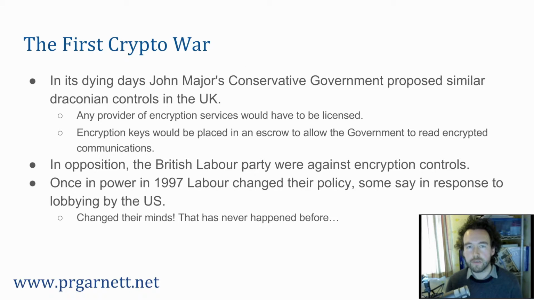There were similar things happening in the UK during this time, and in the dying days of John Major's Conservative government, they were proposing similar draconian controls. Any provider of encryption services would have to be licensed, and encryption keys would be placed in an escrow to allow the government to read encrypted communications. While in opposition, the British Labour Party were against encryption controls. However, in 1997, once they got into power, they changed their policy. Of course, most people will not be surprised about a government changing its policy the minute that they're in power.